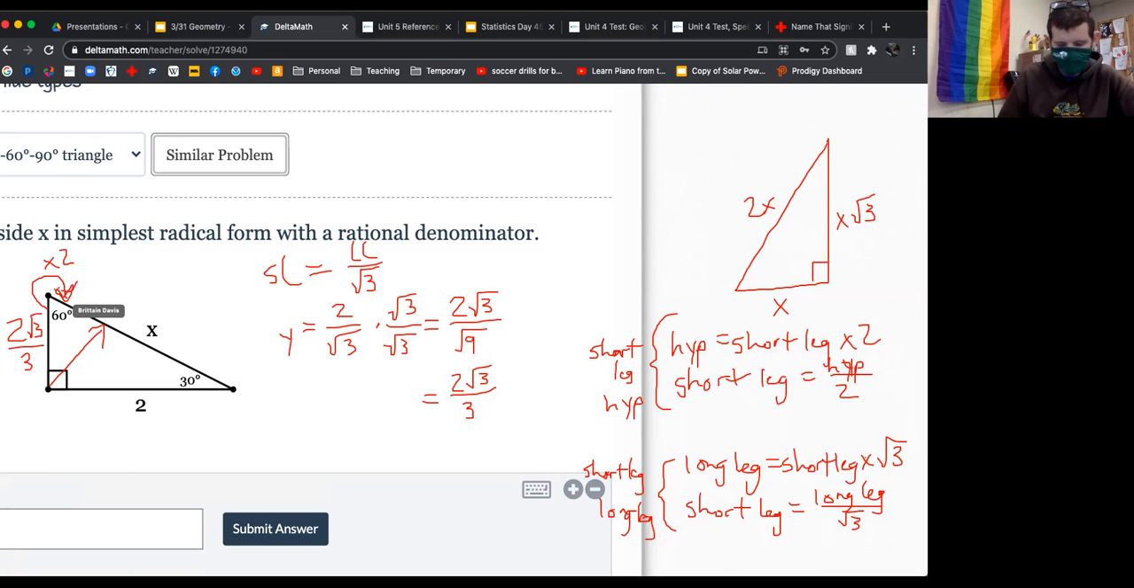So really what I'm using is this equation right here, that the hypotenuse is going to equal the short leg times 2. So I'll go ahead and write that down. The hypotenuse equals the short leg times 2. It's going to be a weird answer, right? Because we have 2 square root of 3 over 3 times 2.